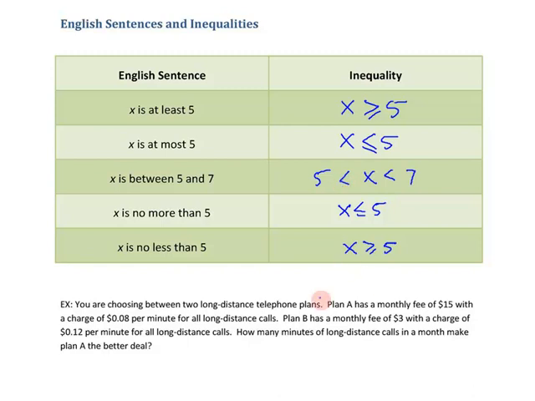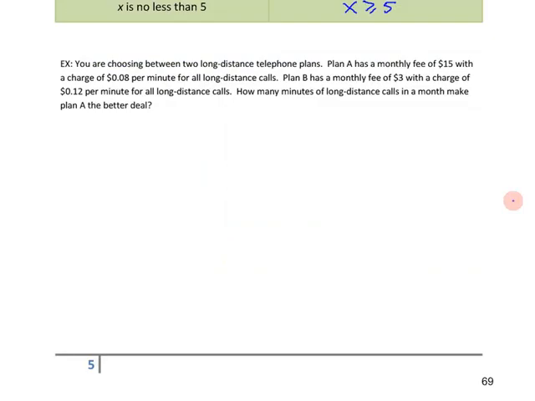That's how we would translate these types of statements. Now let's look at an example where we might have inequalities as the type of model that best describes the type of question we want to answer. You are choosing between two long-distance telephone plans. Plan A has a monthly fee of $15 with a charge of 8 cents a minute for long-distance calls. Plan B has a monthly fee of $3 with a charge of 12 cents per minute for long-distance calls. How many minutes of long-distance calls in a month make Plan A the better deal?